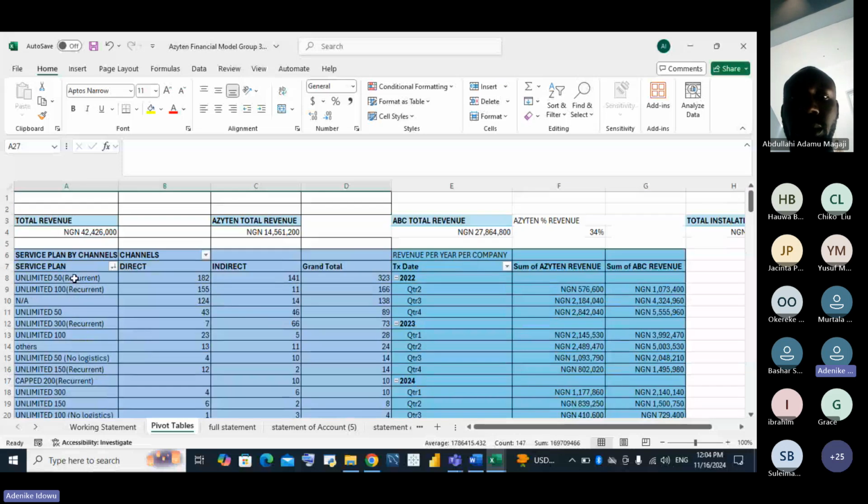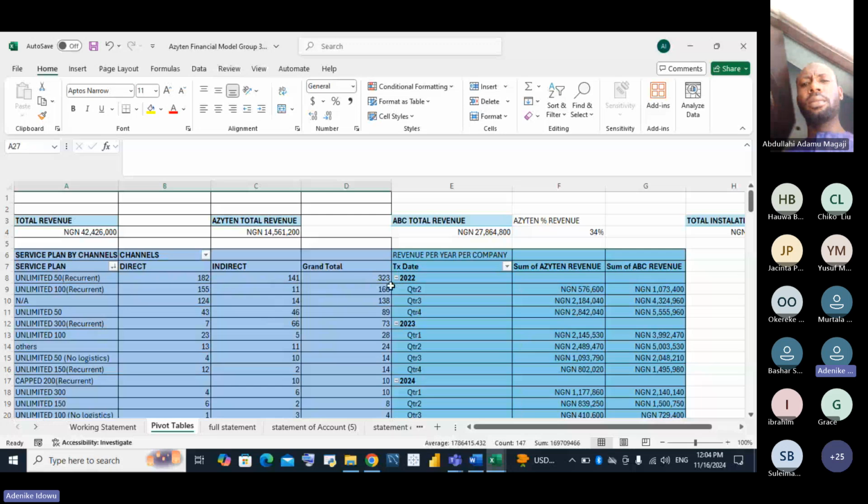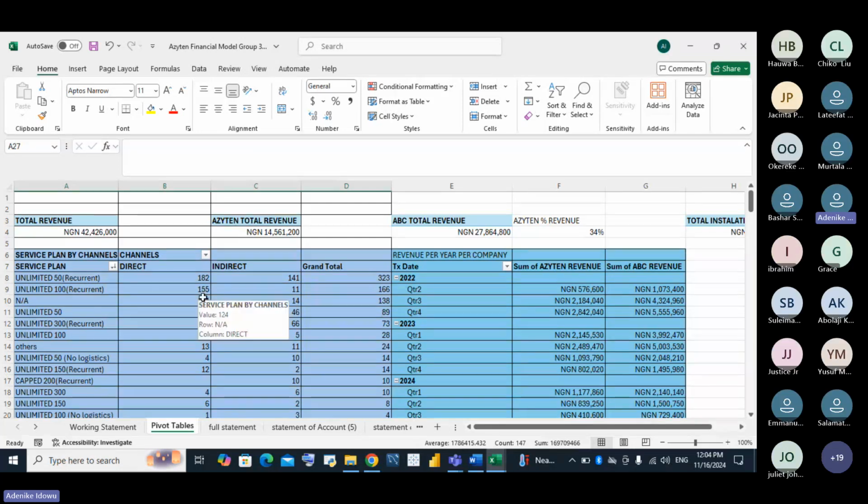So we group this service plan by channels. We discovered that the unlimited 50, which is recurrent, has the highest subscription, with a total of 323, followed by, we group this one from the largest to the lowest, the unlimited 100, 160, and so on. But the subscription amount that is not attached to any of these service plans is 124, 138. Then the others that are recurrent and not, we couldn't group them, they are just 24.